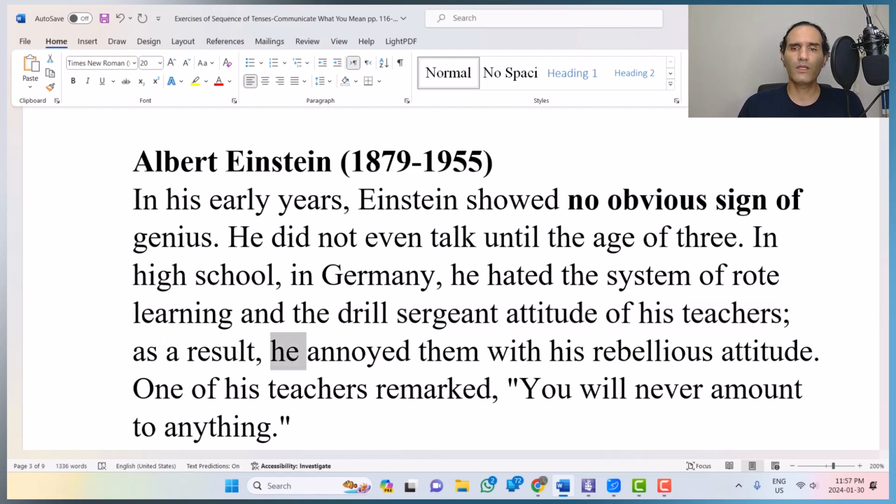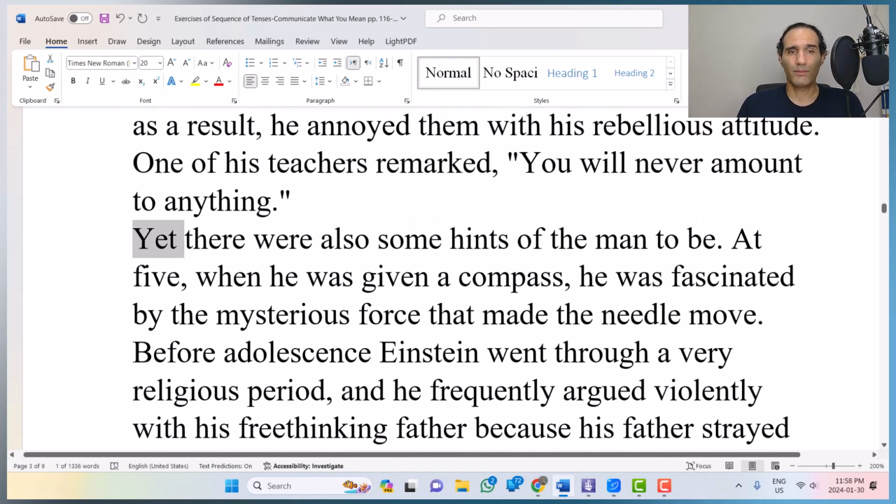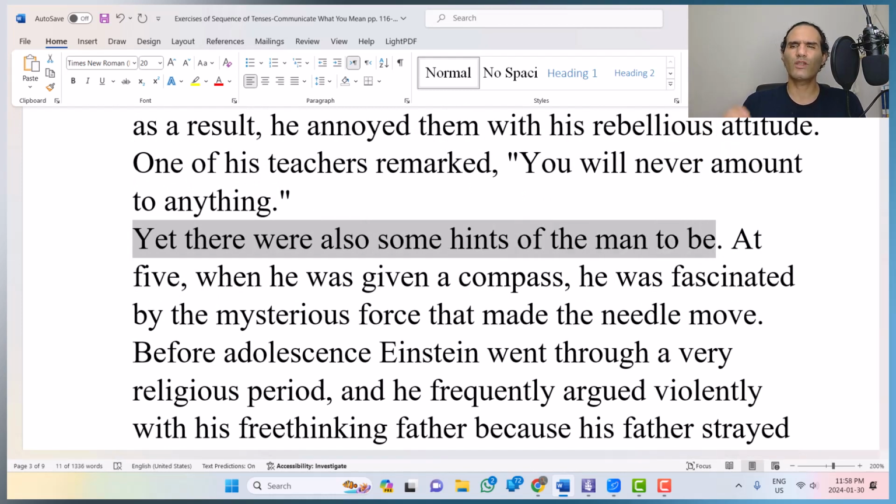As a result, he annoyed them, the teachers, with his rebellious attitude. So a rebellious attitude is the attitude that is not following what you want. It is against what is dictated. One of his teachers said, "You will never amount to anything." Amount to means you will never rise to, you will never become anyone. But there were also some hints of the man to be. So we could see some signs of that man in the future.